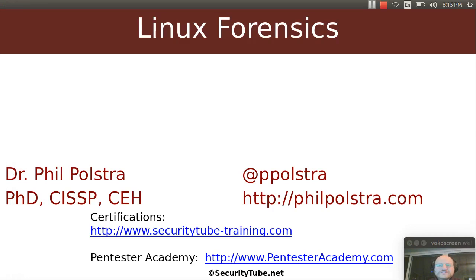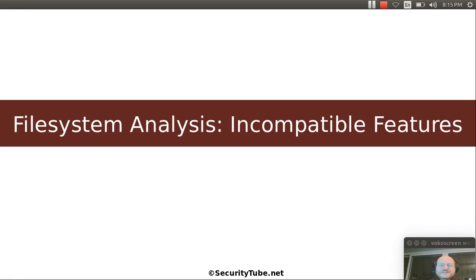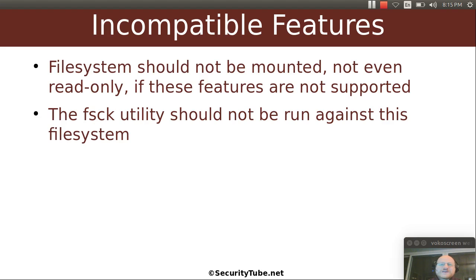In this video, we're going to have a look at incompatible features. We looked at compatible features in a file system in a previous video, and now we want to look at incompatible features. So these are features that if your file system contains these features, but your operating system doesn't support these, you should not mount the file system, not even as read-only. And definitely, if you shouldn't mount it, you shouldn't be running the file system check utility against it either.